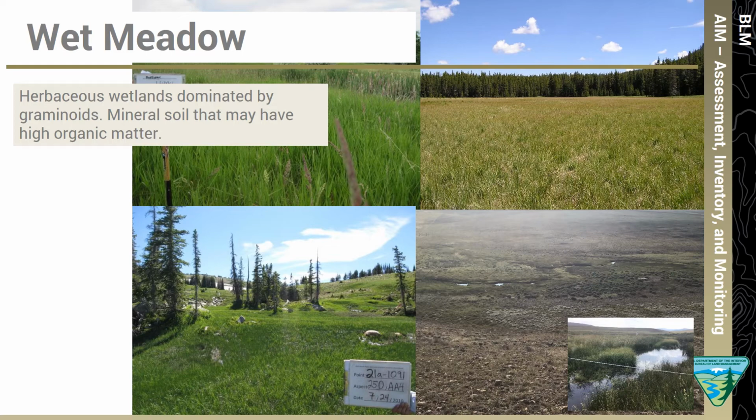Wet meadows are herbaceous wetlands dominated by graminoids, including sedges, grasses, and rushes. They have mineral soil that may have high organic matter, but not enough organic matter to classify as a true deep organic soil. They are found widely throughout the West in many different settings and elevations. Water sources can include regional groundwater, local floodplain groundwater, and overbank flooding if found on a floodplain, overland flow, snowmelt, and even irrigation runoff.